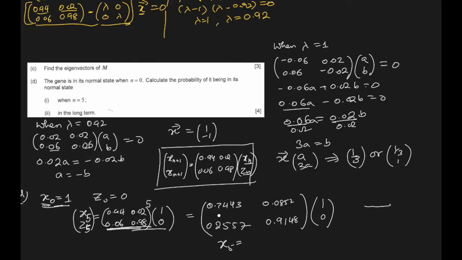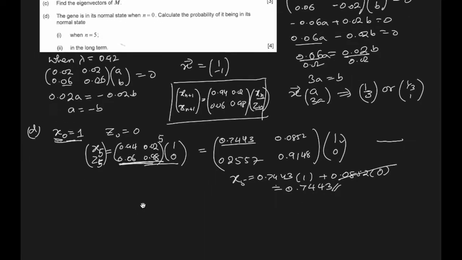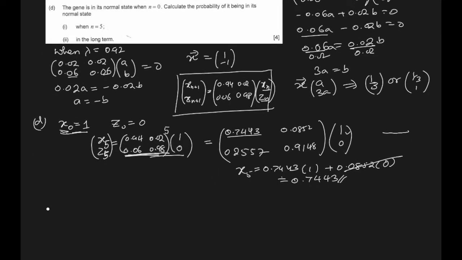So x5 by this will be 0.7443 times 1, this 1, and then plus 0.0852 times 0. Times 0 will give it 0, and we'll be left with 0.7443. This is when n is 5. Okay, they're saying long term also. So for long term, this is number 1.